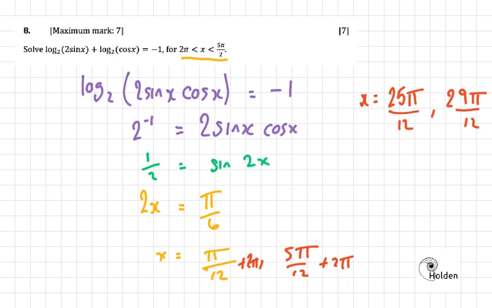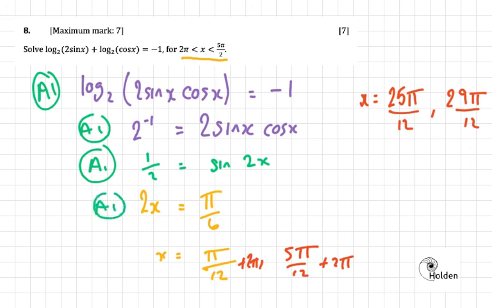The marks are available as follows. Correct application of log, so the first line is A1. Correct equation without logs, A1. Recognizing the double angle identity, A1. Evaluating this, so we end up here, 2x is equal to pi by 6. Correct working, so now we're at A1, so we've got 1, 2, 3, 4, 5, 6, and then finding the two solutions, A2. So 1, 2, 3, 4, 5, 6, 7. Okay. One correct final answer would be 1 mark.